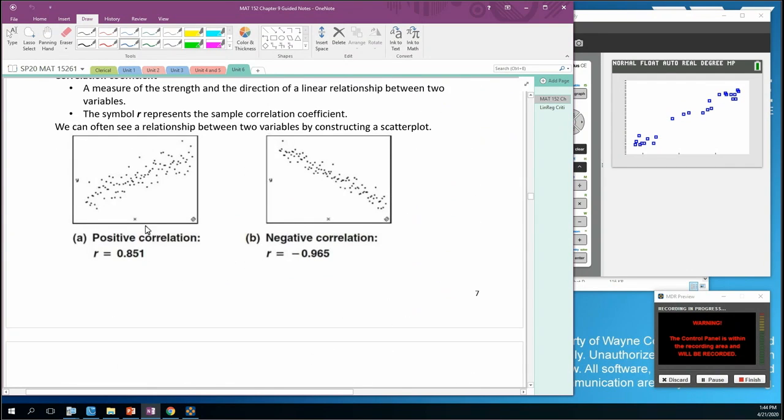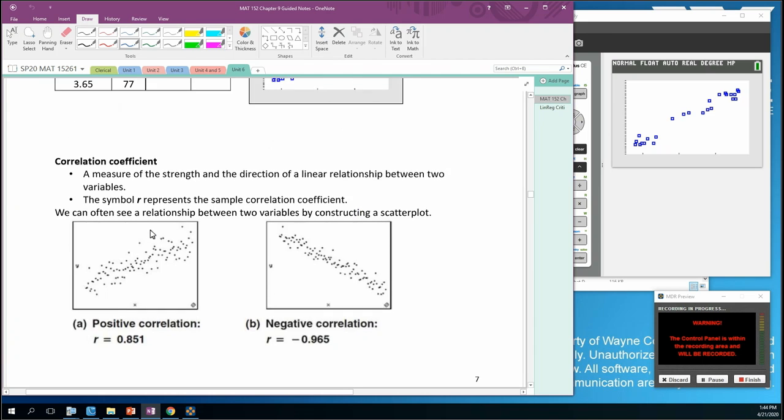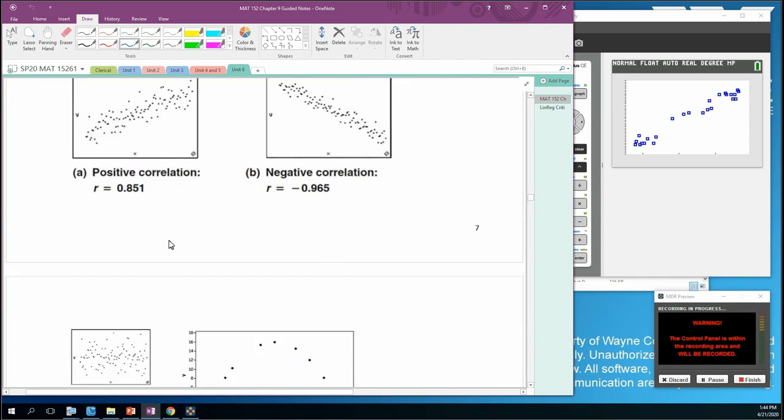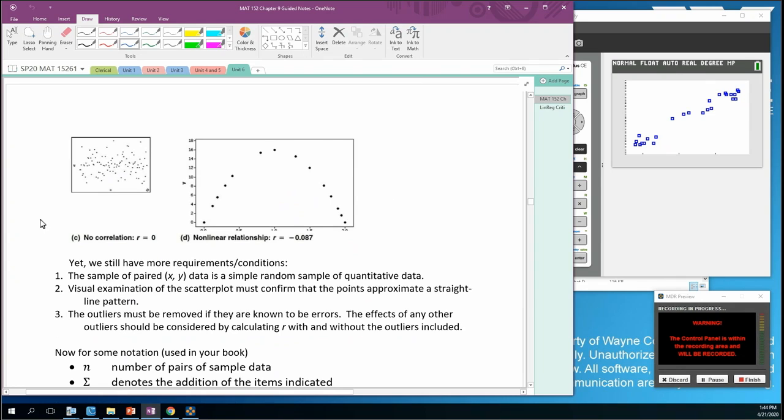If we have positive correlation, r will be positive. If we have negative correlation, r will be negative. No correlation is where r is 0. Now, there is a possibility for nonlinear relationship, and in that case, r could be positive or negative. But again, we're not going to be dealing with any nonlinear data here.